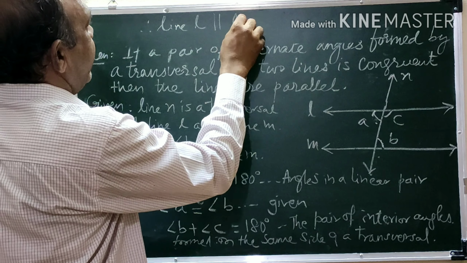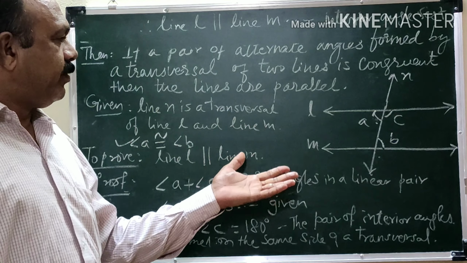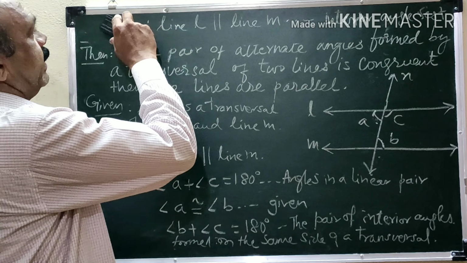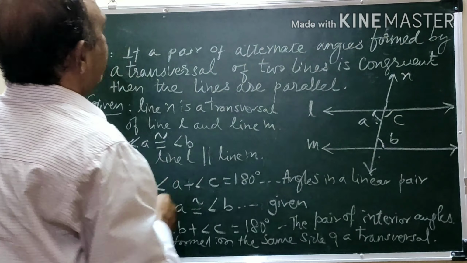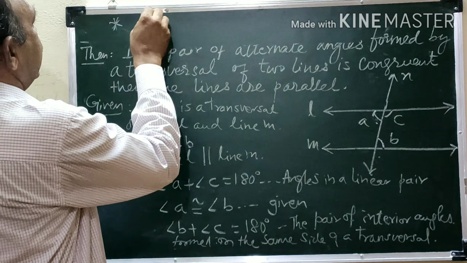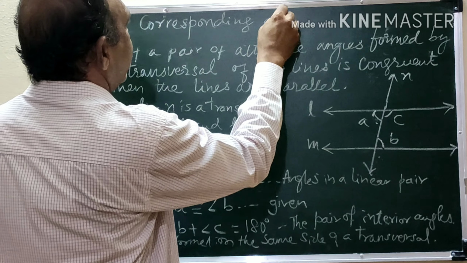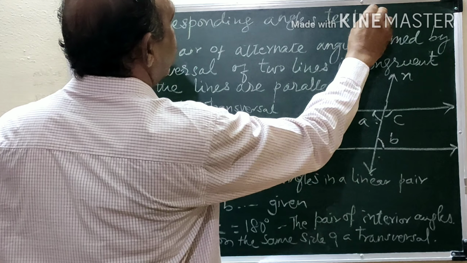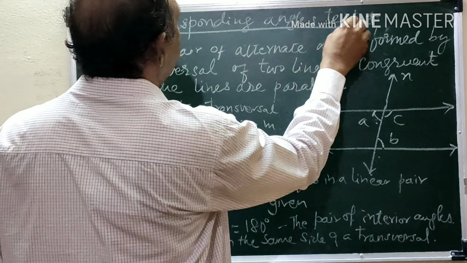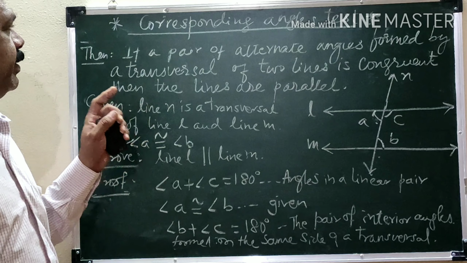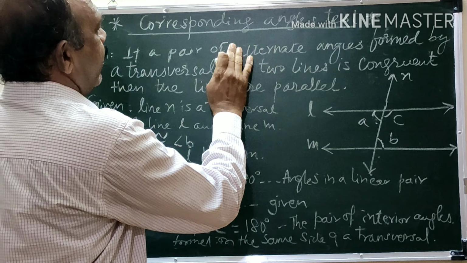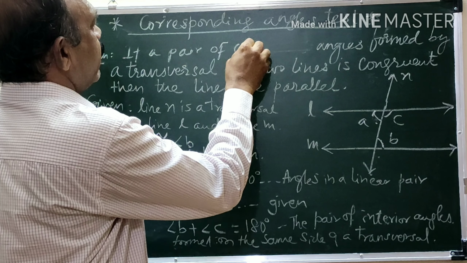Now, with the same proof above, we will prove another test, the corresponding angle test. The statement is the same. Instead of a pair of alternate angles, we will write here corresponding angles.